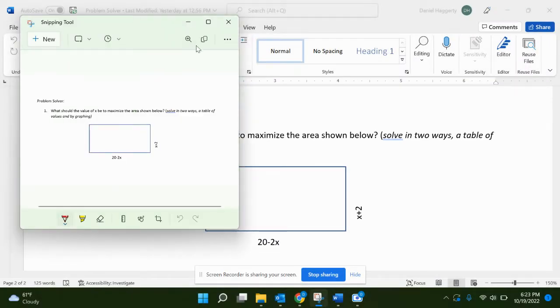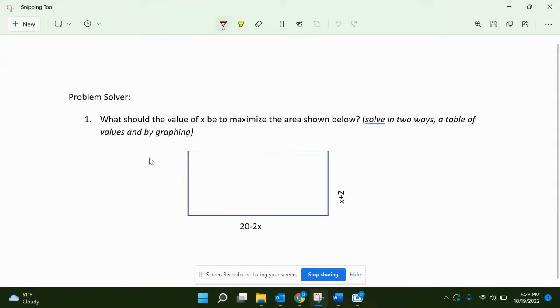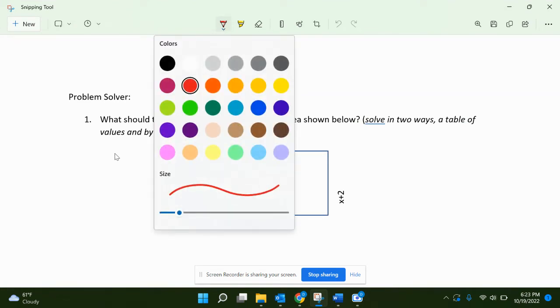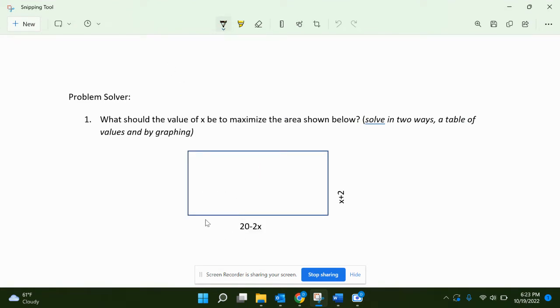So I'm just going to grab this here and look at it. And what we know about area, of course, is that it's a multiplication of the base times the height. Okay. So what we're going to do is multiply x plus 2, okay, times 20 minus 2x.